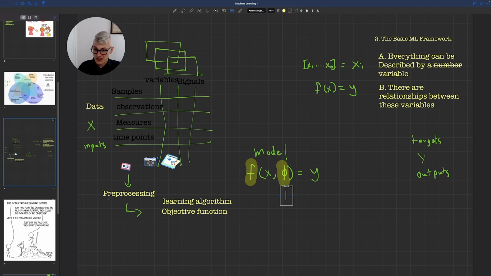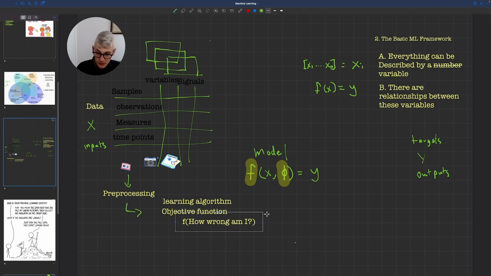So we're going to take our pre-processed data, we're going to pass it through the model, and we're going to figure out what the mismatch is between the model's guess and our data. And we're going to apply a function that measures that mismatch. So the objective function here, this is the how wrong am I function.